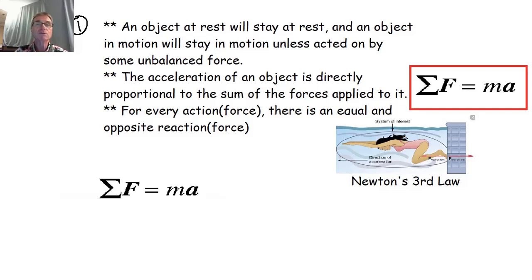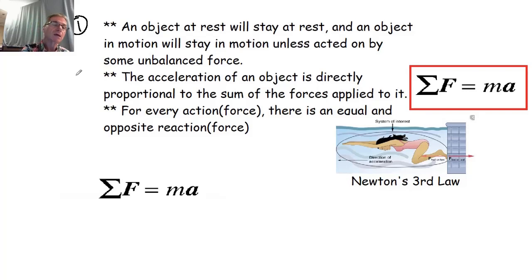So Newton's first law is that an object at rest will stay at rest, an object in motion will stay in motion unless acted on by some unbalanced force. The only way it will change its velocity is if some force acts on it in some direction. So that's the first law. There isn't an equation associated with the first law. It's just a concept.